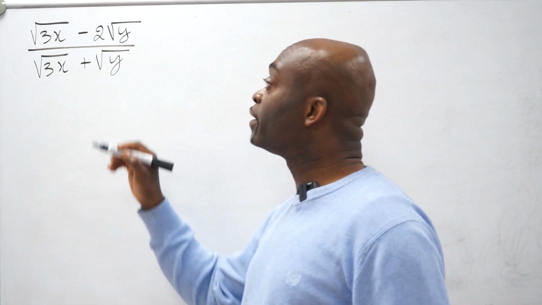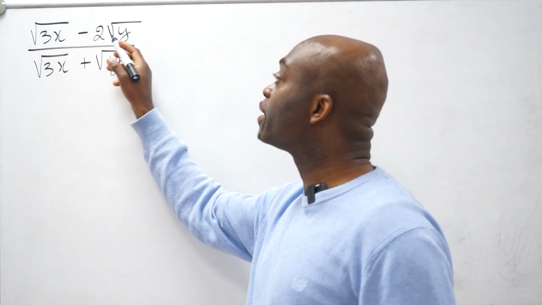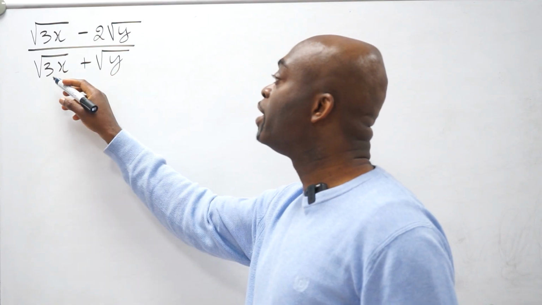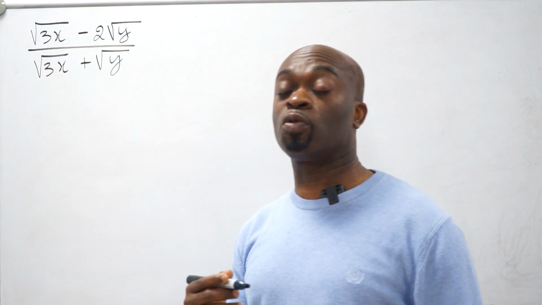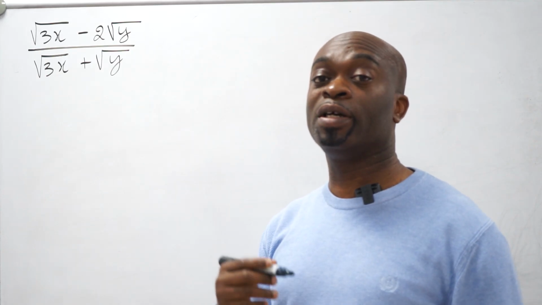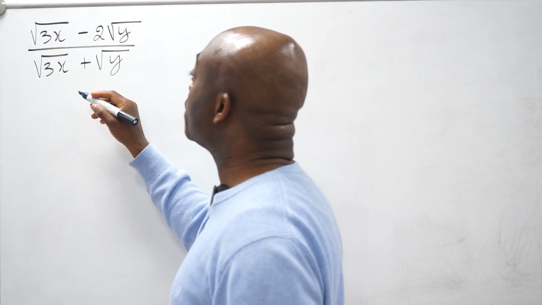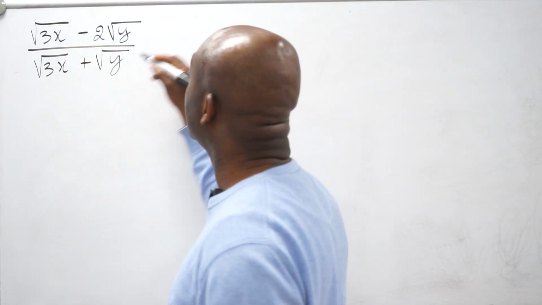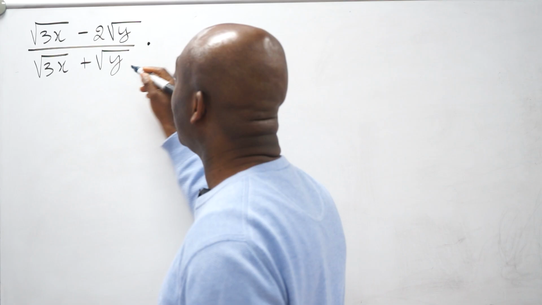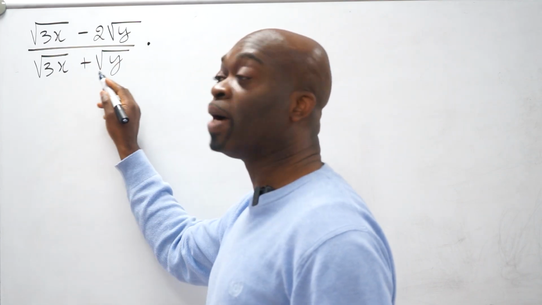We have to divide two radical expressions here. We have square root of 3x minus 2 square root of y divided by square root of 3x plus square root of y. So we're going to use something that we call the conjugate. All right? So the conjugate, that means what?